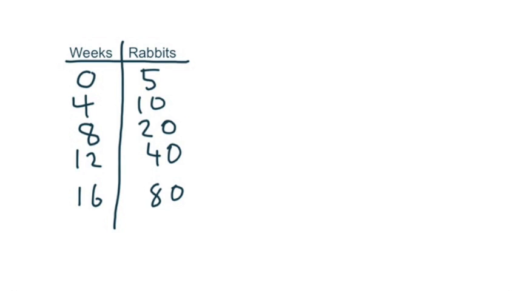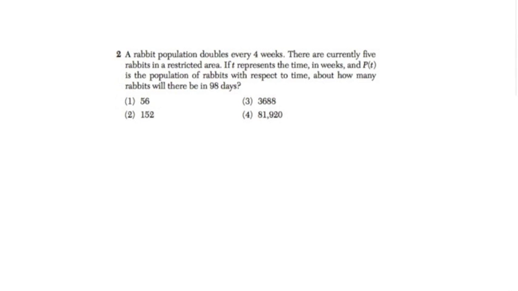And since 98 days is 14 weeks, you just take 98 and divide it by 7. It has to be within these 2 weeks here, between week 12 and 16. So your number of rabbits should be somewhere between 40 and 80. If we look back, this is just a multiple choice question. The only answer that's even close is 56. So number 1 is your answer. If you were on the test, you could just stop there and go on to the next one.